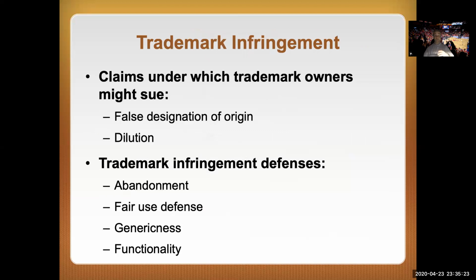The third potential claim for the dilution of a famous trademark is known as blurring or tarnishment, basically where the defendant's use of an identical or similar mark or trade name impairs the distinctiveness of the plaintiff's famous mark. Two examples in the book they talked about: Adidas and University of Texas.